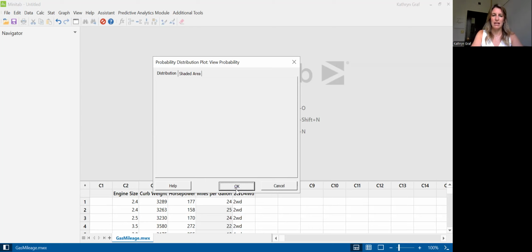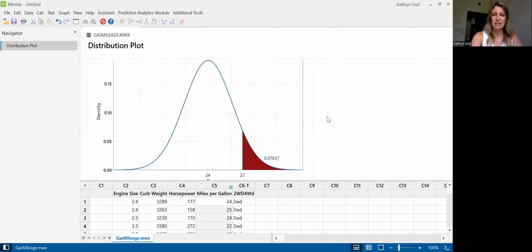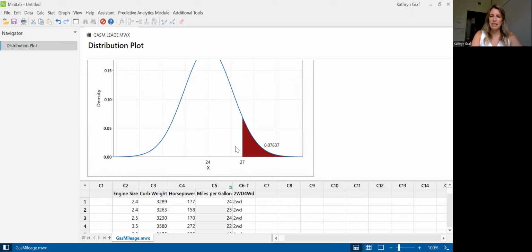Let's go ahead and click OK, and we will take a look at the image we get here. Right here, 27 miles per gallon or more. So I have a 7.6% chance of selecting a vehicle here that has a miles per gallon of 27 or higher. That's what that means. Of course, you can always play around with that feature and do the in between, or the typical less than.